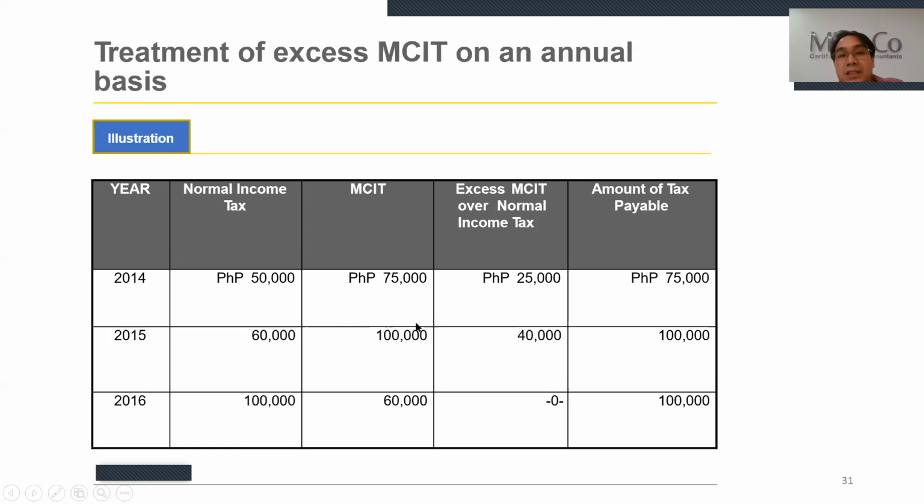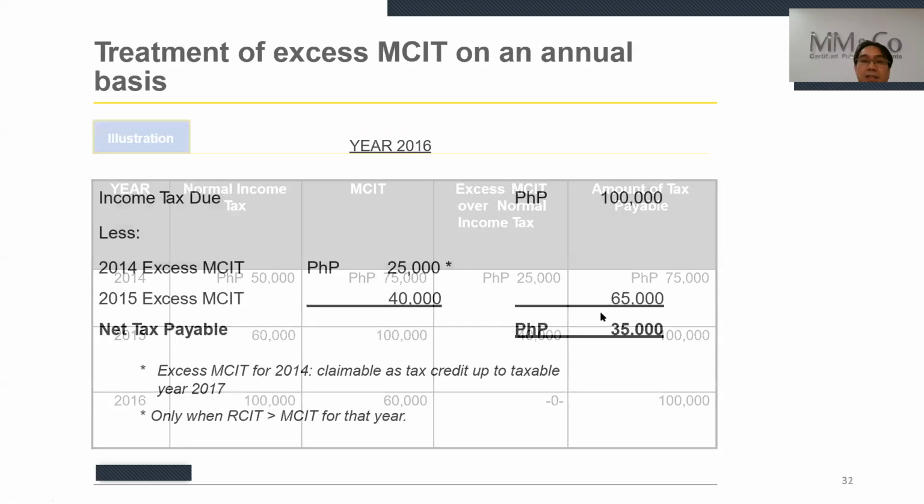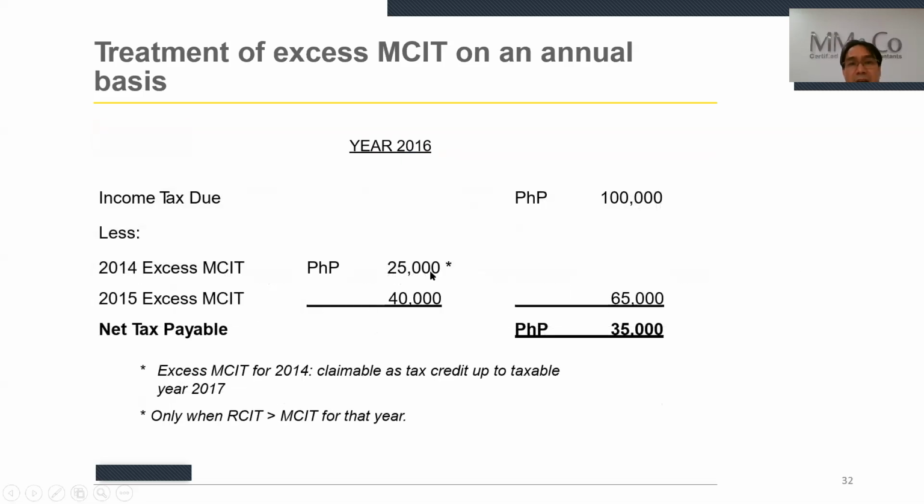Kasi ang sabi ng batas, if you will compare MCIT at saka RCIT, alin ang mas malaki, yun ang ibibigay mo sa government. But wait, you have the option, you are allowed to forward it for the next 3 years. So meron kang 25, hindi pa nag-expire. Kasi kaya mo pa siyang gamitin sa 15, 16 at 17. Pag 18 na, hindi mo na magagamit yung 25. Okay? So tingnan natin yung next dito. Yung 14 sa 16 magagamit mo. Yung 15 na excess na minimum corporate income tax, this is the 2% which is in excess of the regular corporate income tax subjected to 30% multiplied by your net taxable income. Meron kang 25 plus 40, pwede mong gamitin yun sabay-sabay na.